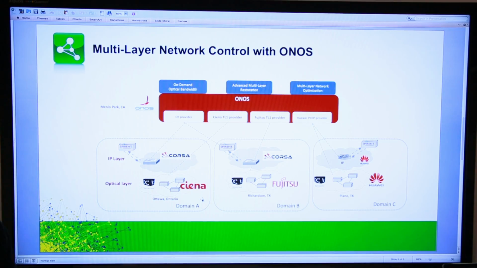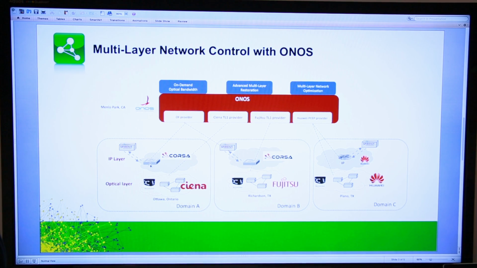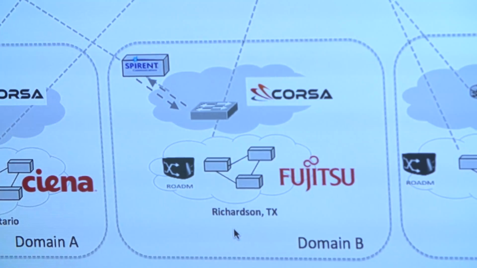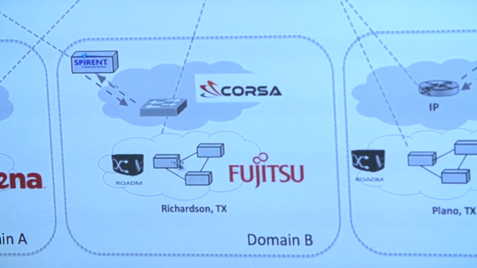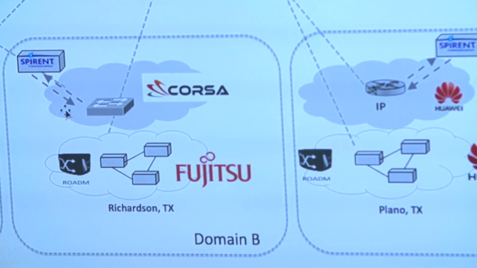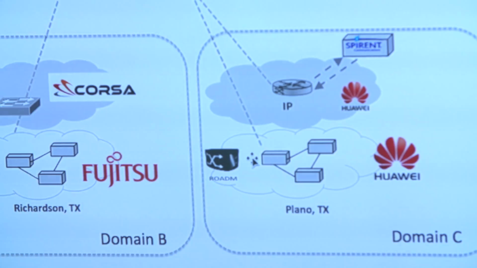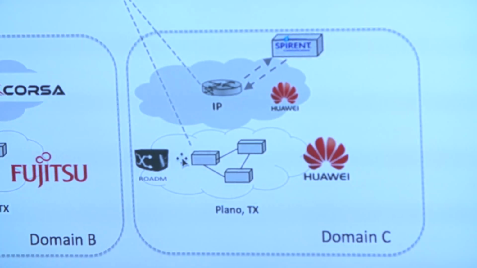The proof of concept that you will be seeing in a minute is structured as follows. At the bottom, we have three vendor domains. On the left-hand side, we have a Ciena domain, which lives in Ontario, Canada, consisting of Ciena ROADMs and a Corsa packet switch. In the middle, you can see the Fujitsu domain, where Fujitsu offered ROADMs and Corsa offered the packet switches. At the right-hand side, you see the Huawei domain, where both the packet and optical layers were provided by Huawei.